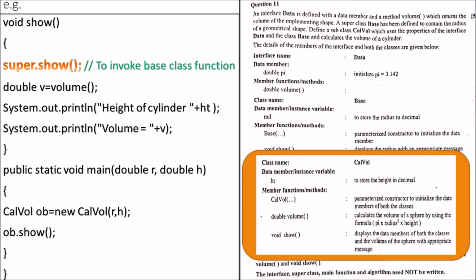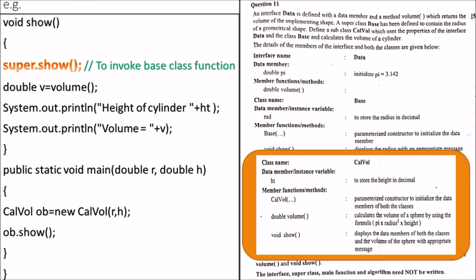Now the next statement is double v equals volume. So we are invoking this function volume, and that will return the volume of the cylinder and assign it to the variable v. Then we can display the height of the cylinder with ht and the volume of the cylinder that is stored in the variable v. So this is the function show for this class calvol.